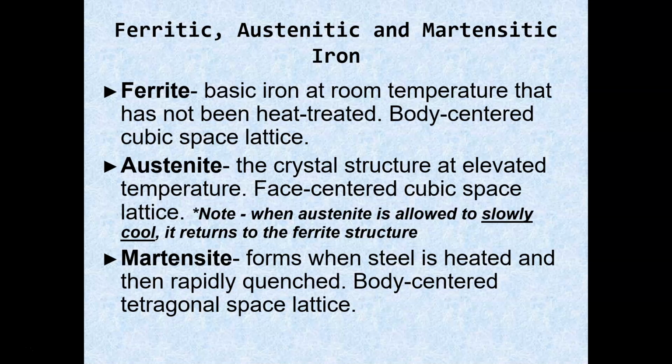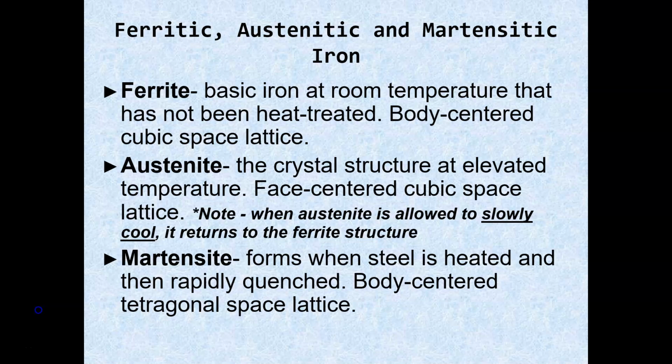Have you ever wondered why heat treating changes the metal? Here's why. Ferritic, basic iron at room temperature that has not been heat treated, has a body-centered cubic space lattice. Okay. Austenite, the crystal structure at elevated temperature, changes to a face-centered cubic space lattice.